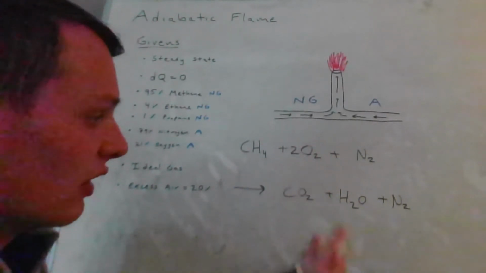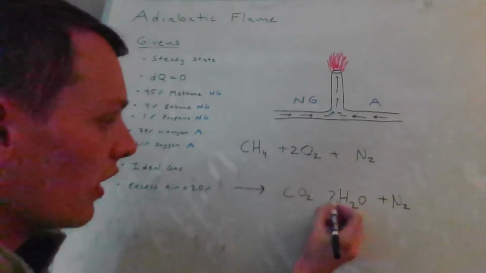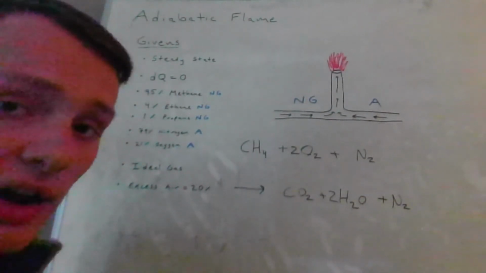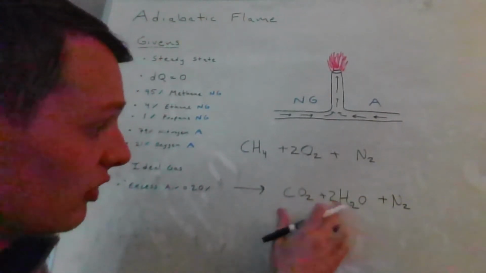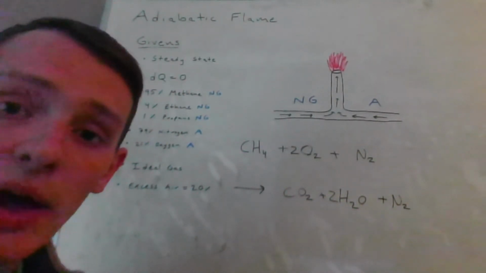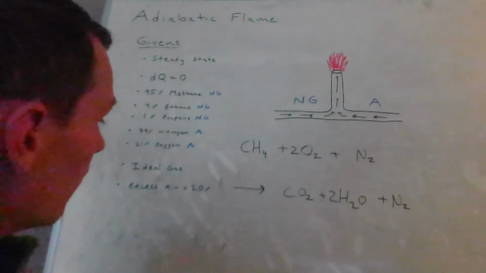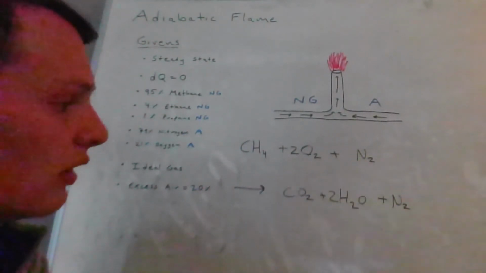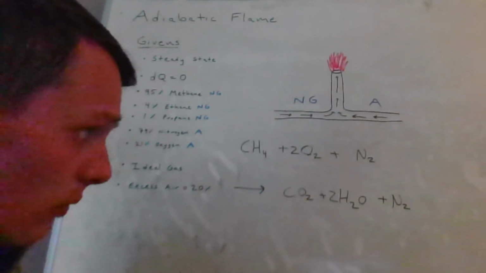So we have 4 oxygens. If we put a 2 in front of our water, we have 4 oxygens on each side. We have 2 nitrogens on each side, so those are balanced. And then we have 2 times 2 is 4, and 4 hydrogens on each side, so that is balanced as well. Okay, the other important thing to note here is how does our nitrogen relate to our oxygen?